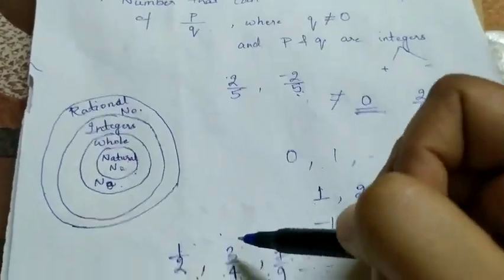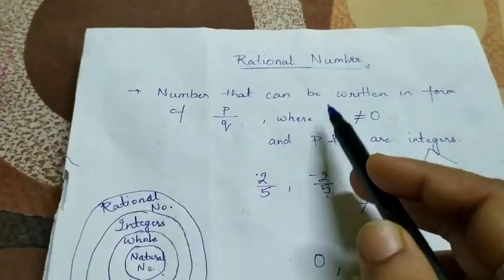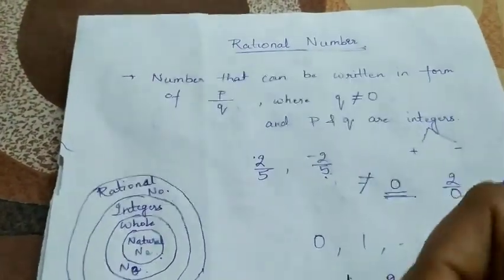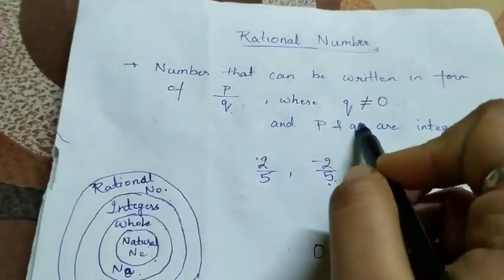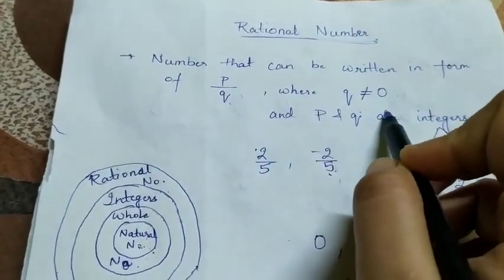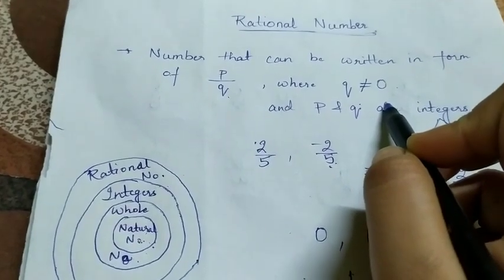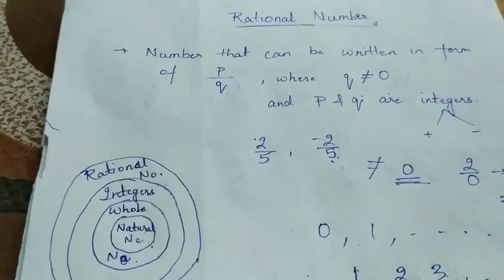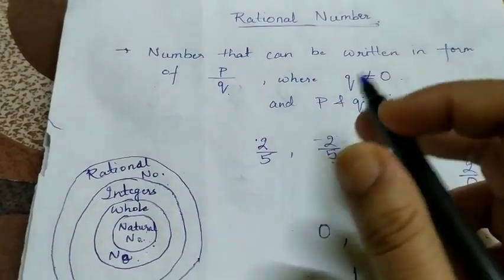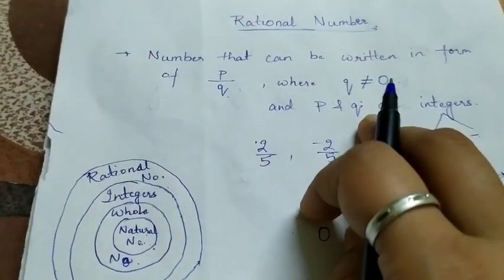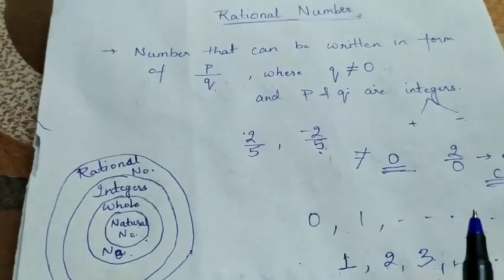So what is the difference between a fraction and a rational number? The main difference is that the denominator part cannot be equal to 0 in a rational number. That means not every fraction need be a rational number, but every rational number can be a fraction. I hope you all have got this point.